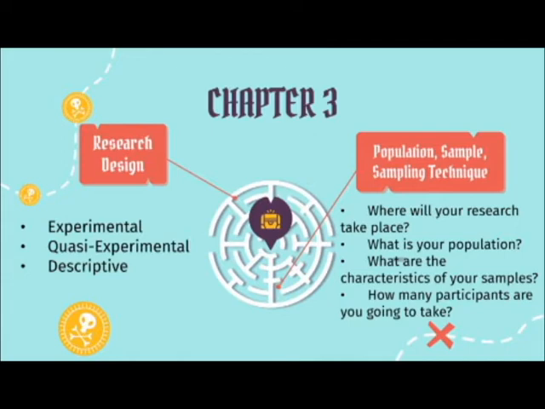The population, sample, and sampling technique is composed of where your research will take place, what your population is, what the characteristics of your samples are, and how many participants you are going to take. It also includes the sampling techniques that you are going to use, whether it is non-probability or probability sampling.